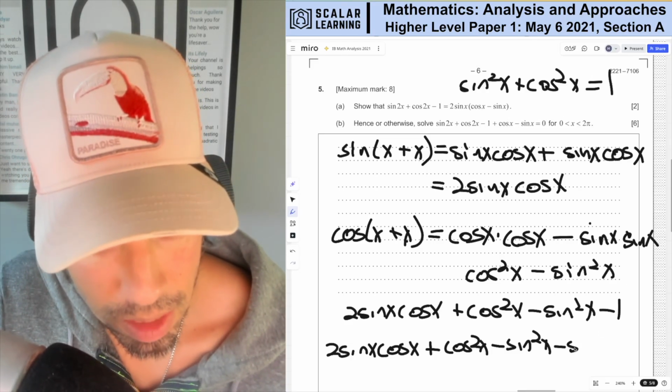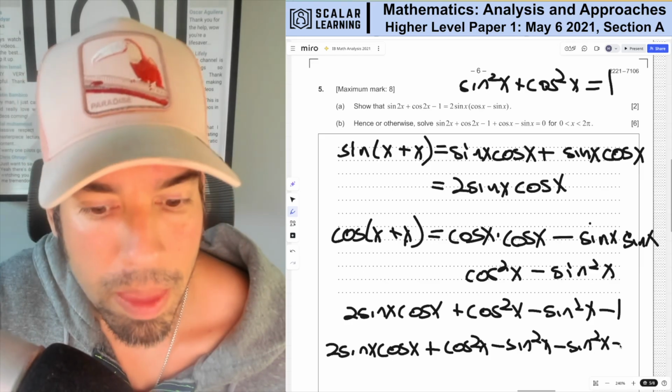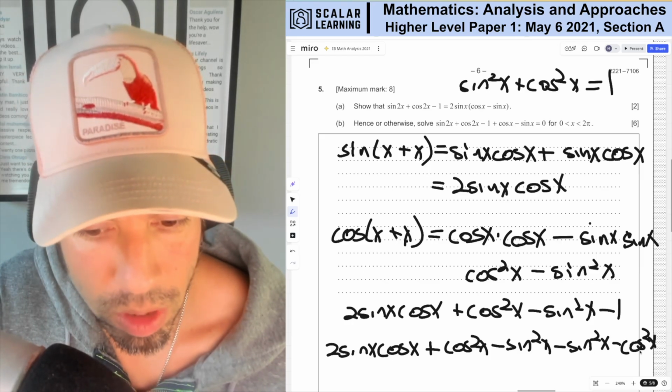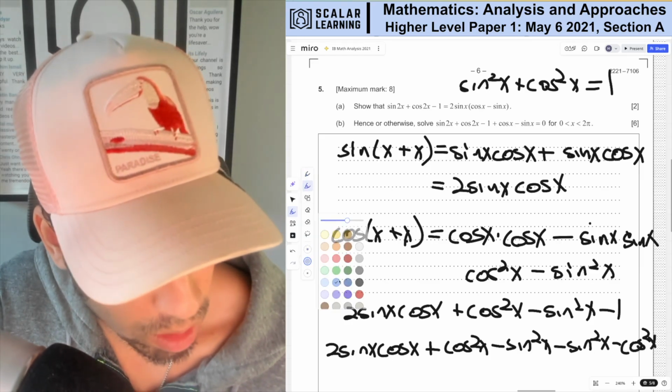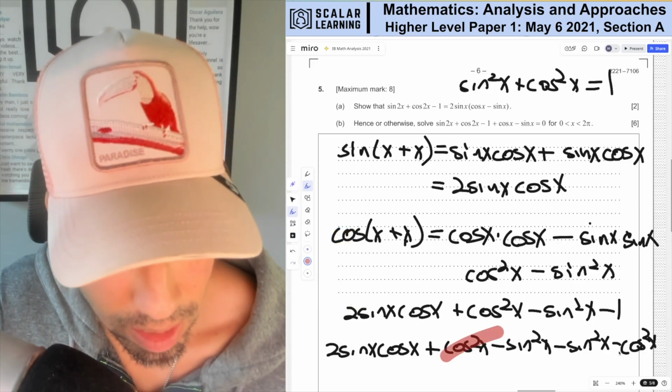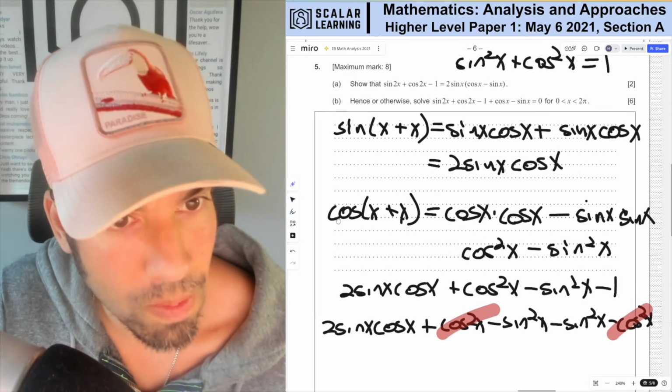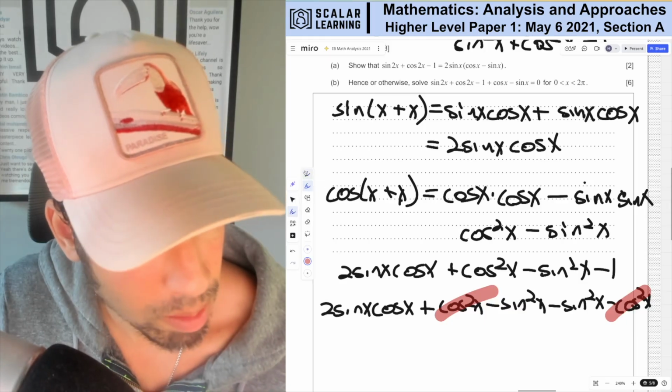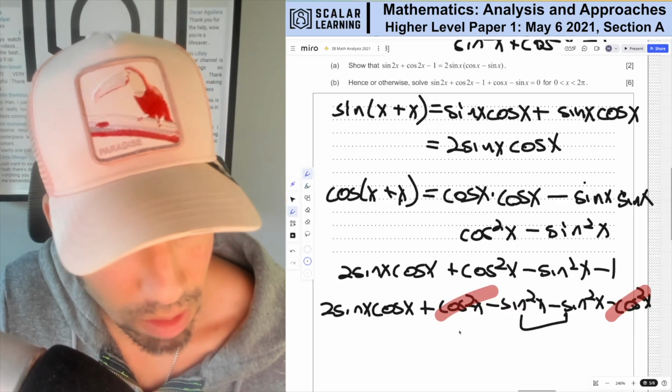So we have minus sine squared x minus cosine squared x. Okay, so now we can take a quick look at this, and we can see that we've got a positive of that, a negative of that. Those are going to cancel out. And now we can simplify a little bit further. These two are both negative. They're going to add together.